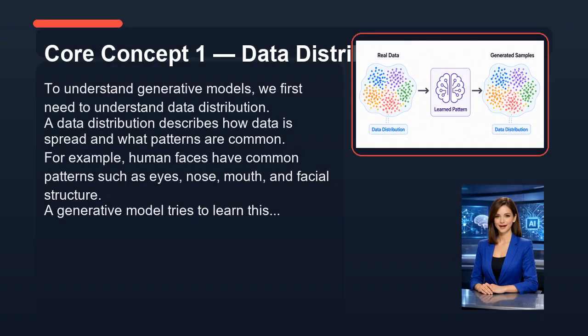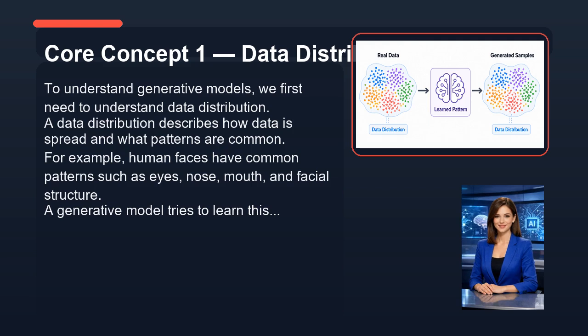To understand generative models, we first need to understand data distribution. A data distribution describes how data is spread and what patterns are common. For example, human faces have common patterns such as eyes, nose, mouth, and facial structure. A generative model tries to learn this hidden distribution from examples. Once it learns the distribution, it can create new examples from the same pattern. This is why a model trained on faces can generate new realistic faces, and a model trained on text can generate new meaningful sentences.